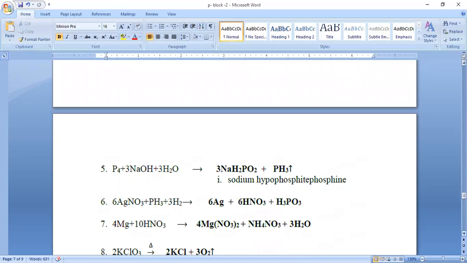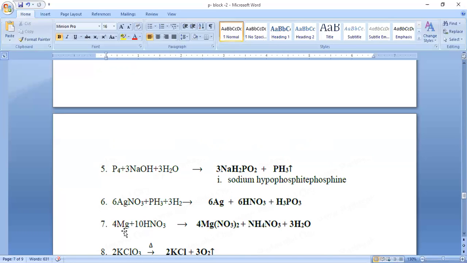See the next one: P4, that means phosphorus, with NaOH, that is sodium hydroxide, plus water gives PH3 and NaH2PO2. The name of that compound is sodium hypophosphite. PH3 is phosphine. The sixth one: AgNO3, that is silver nitrate, plus phosphine plus water gives Ag, meaning silver, HNO3 nitric acid, and H3PO3.